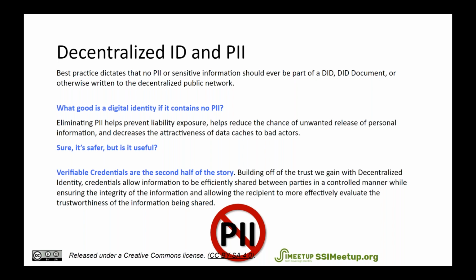The question comes up: sure, it's safer, but if we remove the information, what good is it? Is it useful anymore? And that's where verifiable credentials come in. That's the second half of the story when we're talking about trust and identity over the internet. It builds off of the identity, and it allows credentials, allows information, to be efficiently shared between parties in a controlled manner, while making sure that the information is trustworthy from end to end. And I'll get to that a little more in a second.